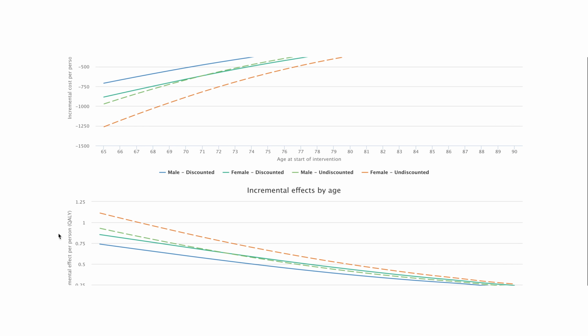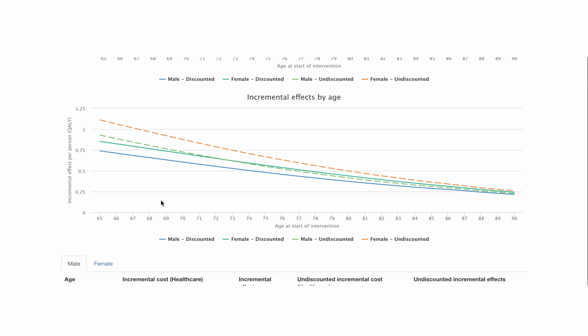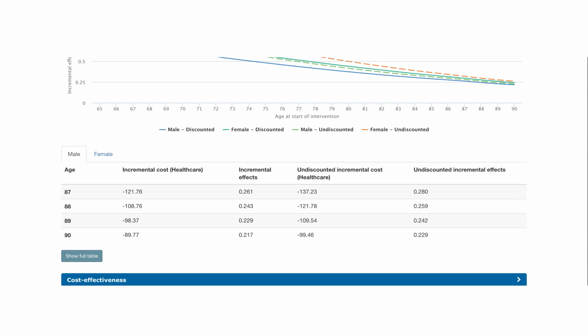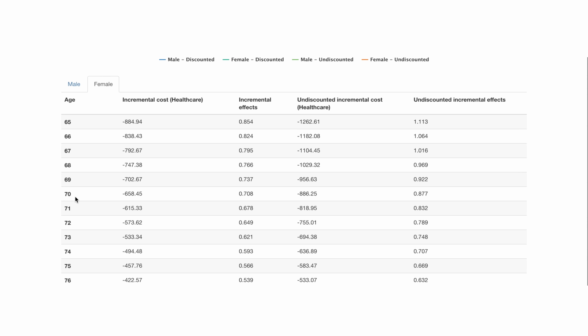The second graph shows the incremental effects by age, or the quality of life years gained or lost by the patient when using your intervention. The plots show the downward curve, indicating that younger patients gain more quality of life years than older patients. Below the two graphs is a table, which can be expanded by clicking the Show Full Table button. The table also differentiates between genders.